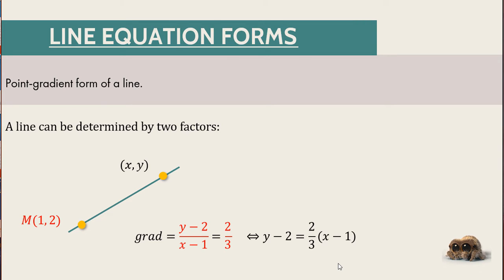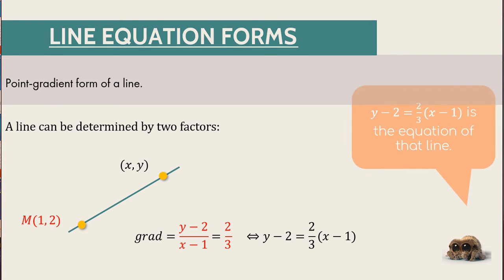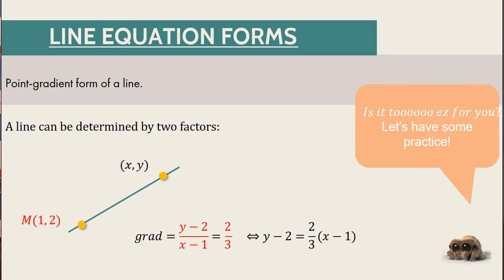And by the transformation, we are going to get an equation. Y minus 2 equals 2 over 3 times x minus 1. And this is the point gradient form of the equation of the line. And you got it? So far, so good? Is it too easy for you? So let's have some practice.